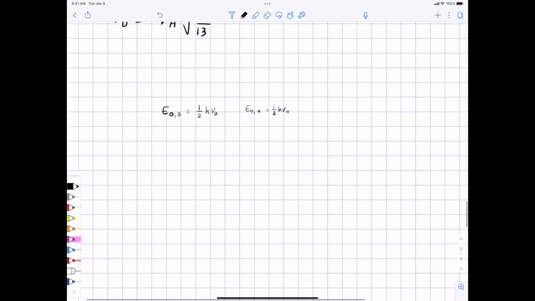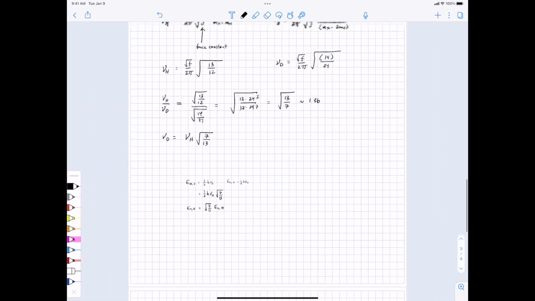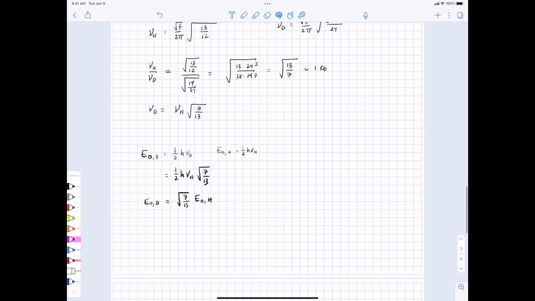And we can use what we just derived above for a relationship between deuterium's vibrational frequency and hydrogen's vibrational frequency, which suggests that the 0-point energy for deuterium is going to be lower than the 0-point energy for hydrogen. Okay, well, so who cares? So what about that? That's 0-point energy in a vibrational well. What does that have to do with kinetic isotope effects?